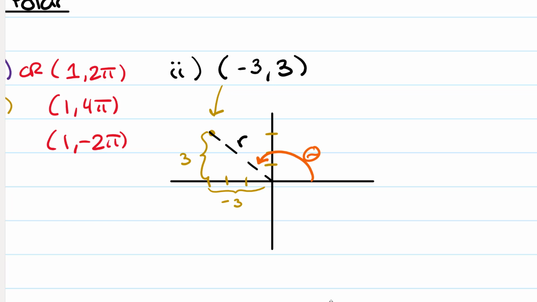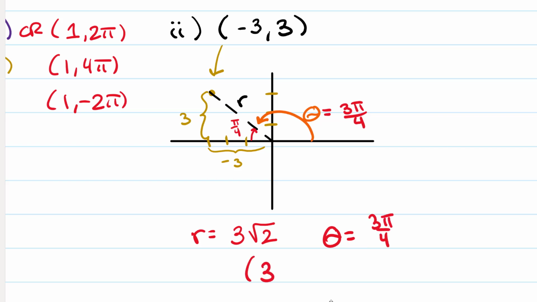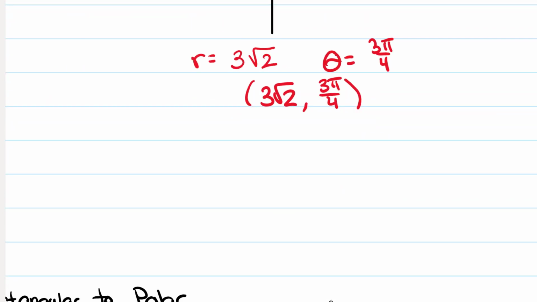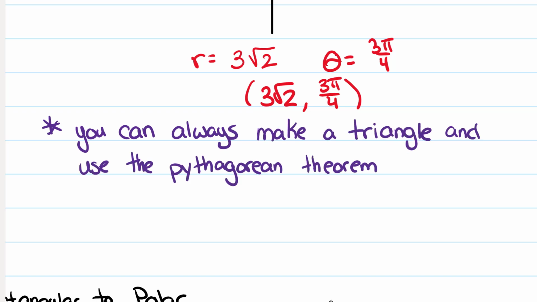So I know, using the Pythagorean theorem, that r is going to be equal to 3 radical 2. And you can just do the Pythagorean theorem on that. I also know that this angle here is going to be π/4. So this has to be 3π/4, right? Because I'm at the next 45-45-90 triangle. And we know from trig that this theta is 3π/4. So my coordinate is (3√2, 3π/4). A little side note: you can always use the triangle method and use the Pythagorean theorem to find r.